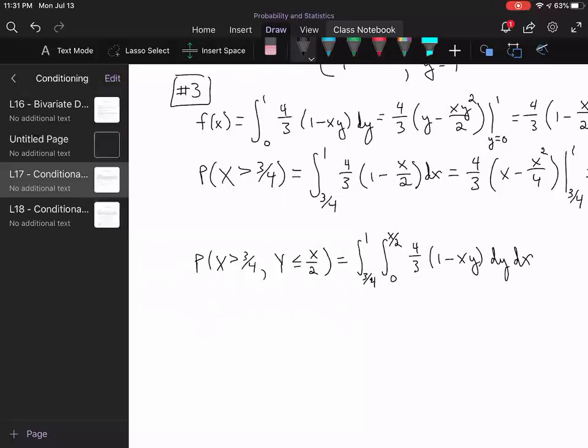So let's go ahead and work this out. Keeping our first integral there, we've got 4/3 (y minus x y squared over 2), and that is evaluated from y going from 0 up to x over 2.